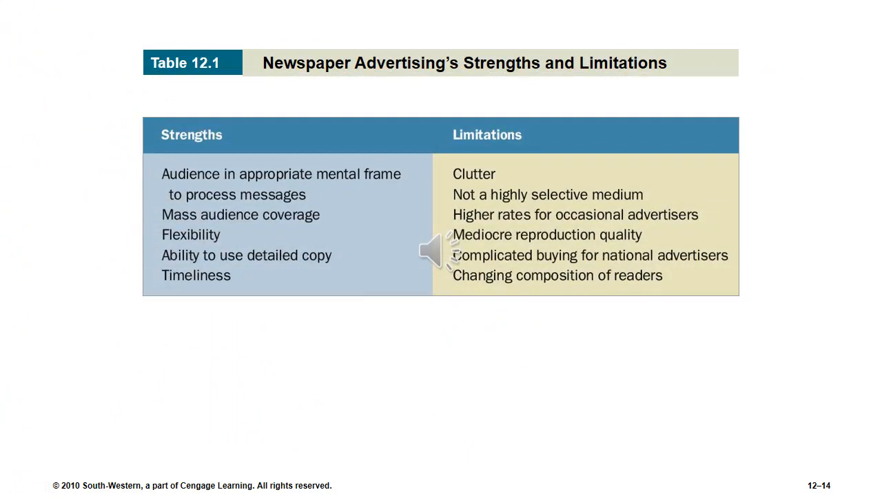Table 12.1 explains newspaper advertising's strengths and limitations. Newspaper strengths are: audience in appropriate mental frame to process messages, mass audience coverage flexibility, ability to use detailed copy, and timeliness. Newspaper limitations are: clutter, not a highly selective medium, higher rates for occasional advertisers, mediocre reproduction quality, complicated buying for national advertisers, and lastly changing composition of readers.